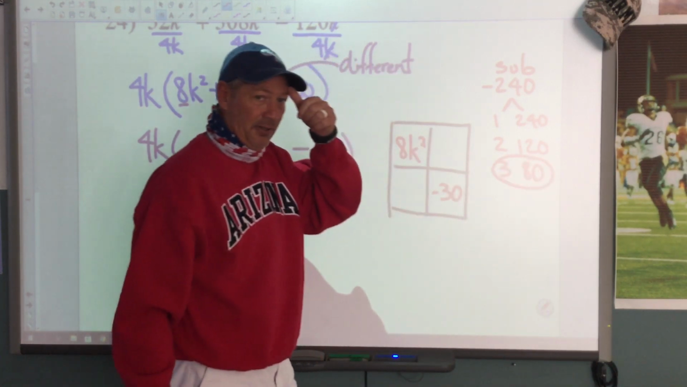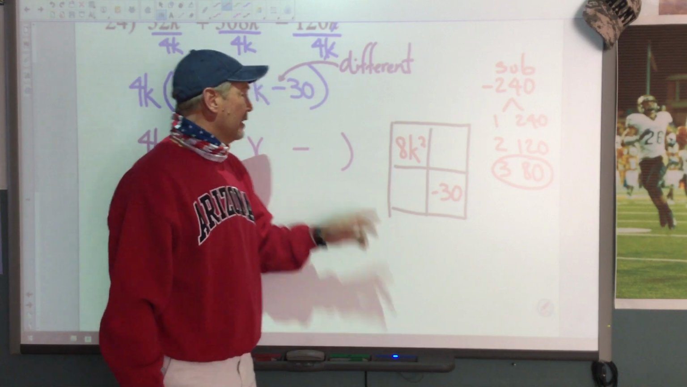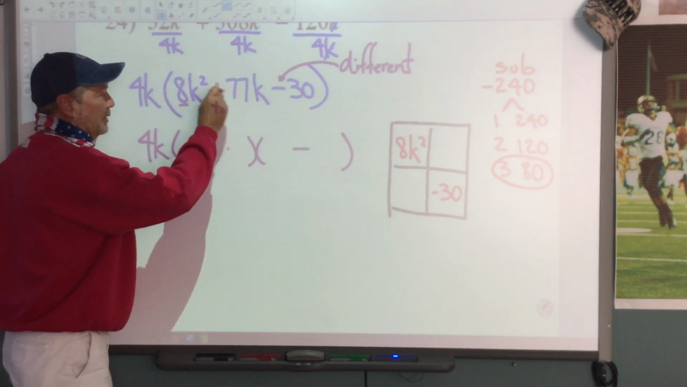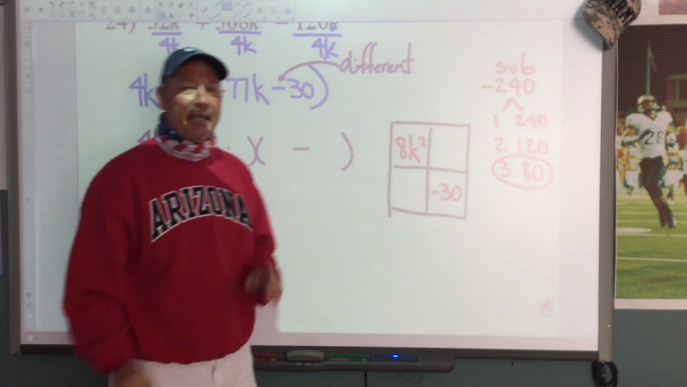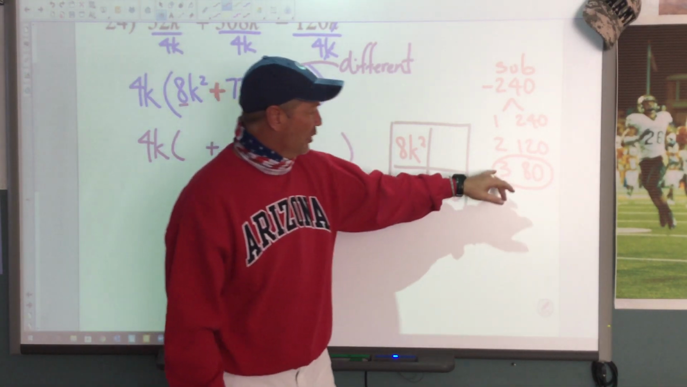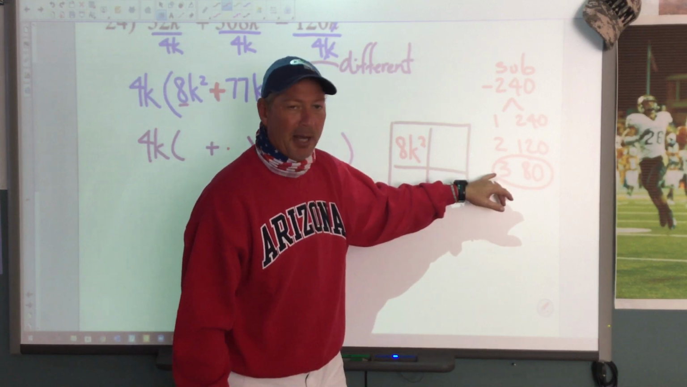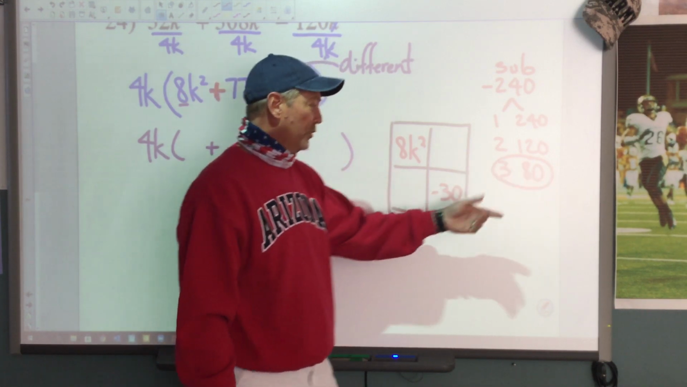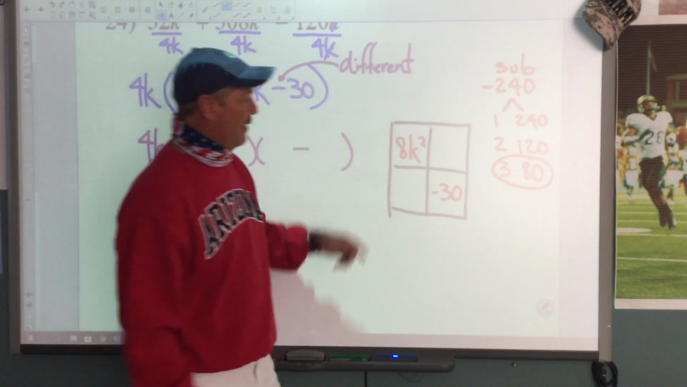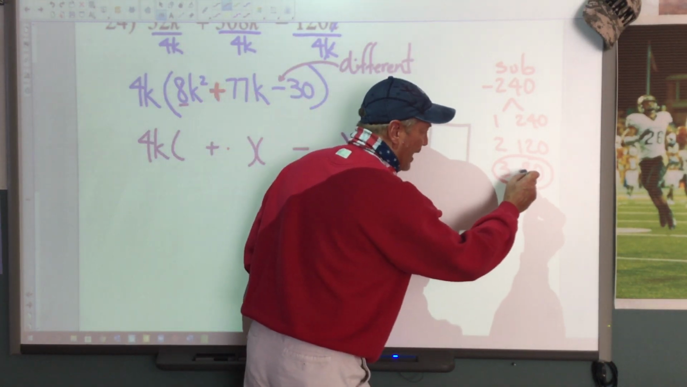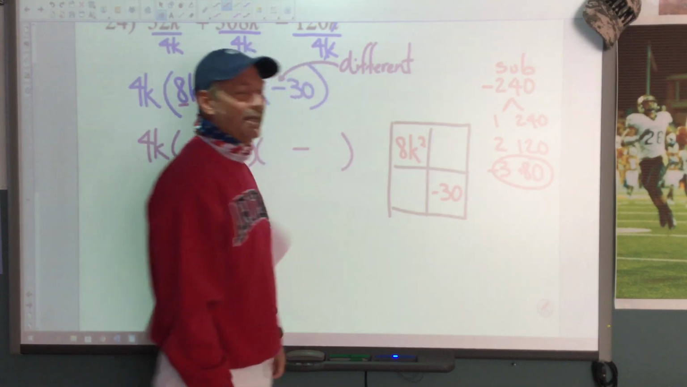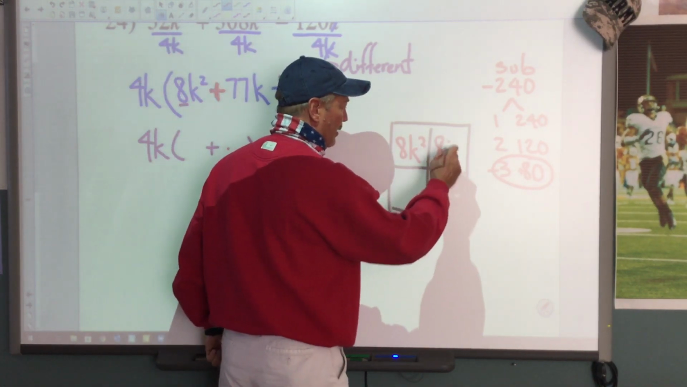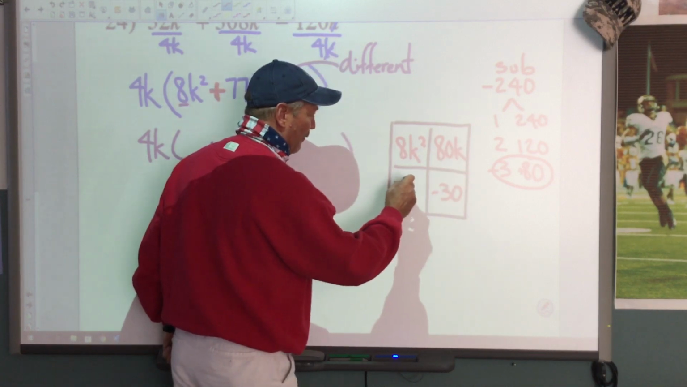3 and 80. But the problem is, the signs are going to be different. I need to end up with a positive 77. So which one of these is going to be a minus or a negative? Which one is going to be positive? Well, since we want it to be a positive 77, the 80 has to be positive, the 3 is going to be negative. So we put a positive 80k and a negative 3k.